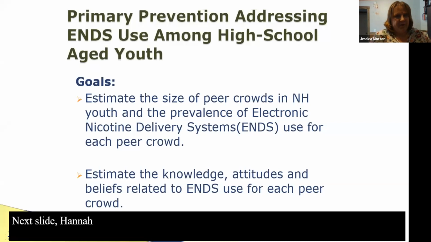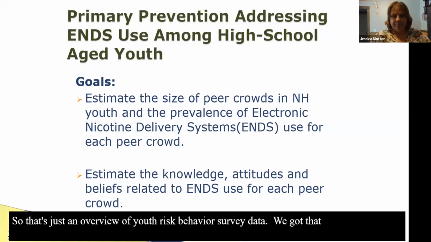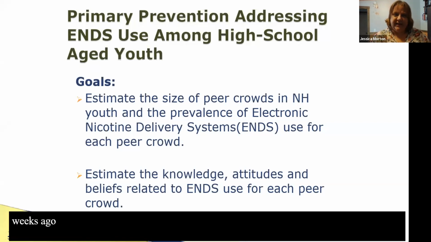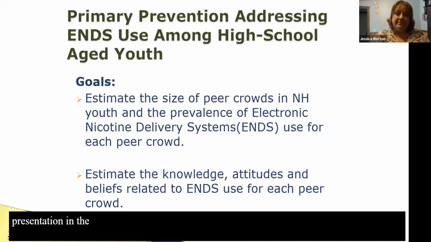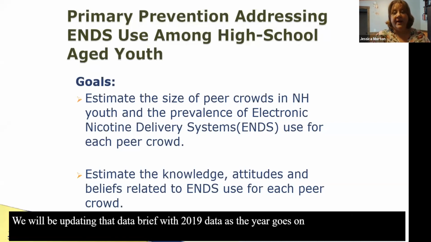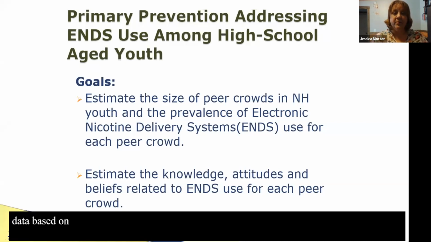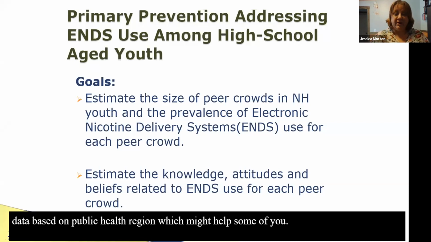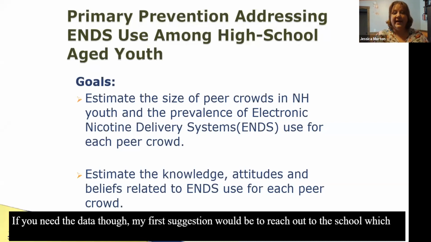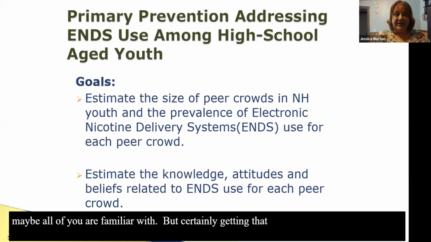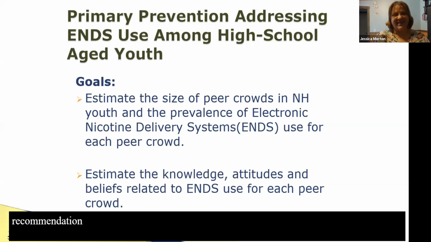So that's just an overview of Youth Risk Behavior Survey data. We got that data about 2 weeks ago. We do have a data brief on youth ENDS use, which I can share in the chat after my presentation. We will be updating that data brief with 2019 data as the year goes on, because we will have data based on public health region, which might help some of you. If you need the data though, my first suggestion would be to reach out to the school. Certainly getting that data by school would be a recommendation. I think that's all I have on that part.